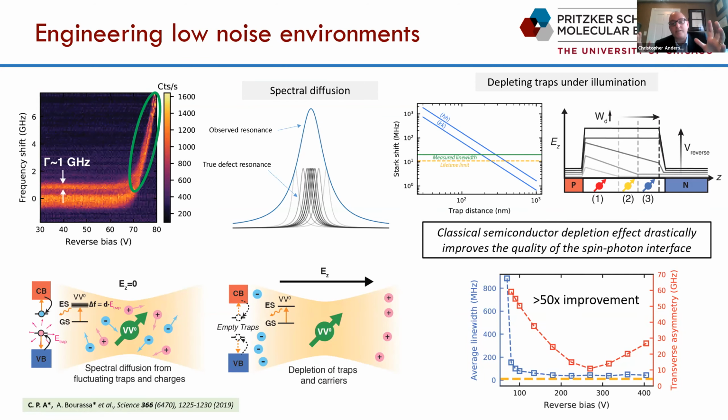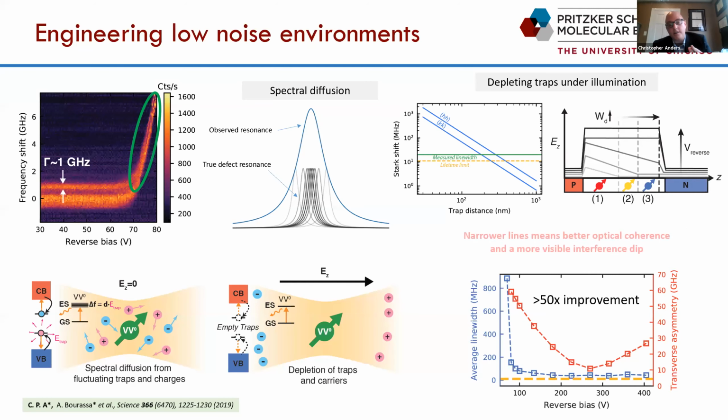And once again, here, the takeaway is that this classical semiconductor depletion effect is the thing that's actually improving the quality of our spin-photon interface, making it narrower. And this narrowness is actually related to the optical coherence, which means that we have a more visible interference dip when we start to interfere these photons on a beam splitter, which means that our entanglement fidelities and entanglement rates for long distance interference become much higher. And it's actually squared. So a 50x improvement in your line width is actually like a 2500 times improvement in the entanglement rates, which is quite good.